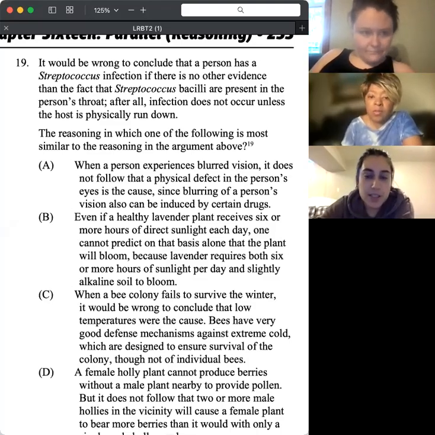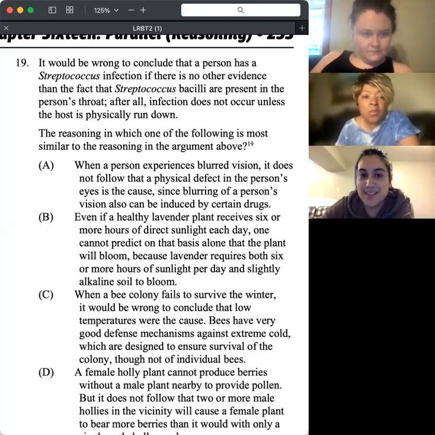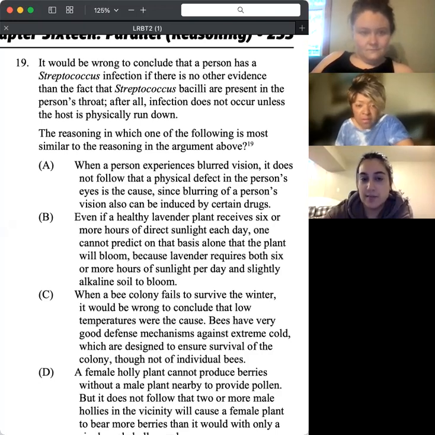It would be wrong to conclude that a person has a streptococcus infection if there is no other evidence than the fact that streptococcus bacteria are present in the person's throat. After all, infection does not occur unless the host is physically run down.